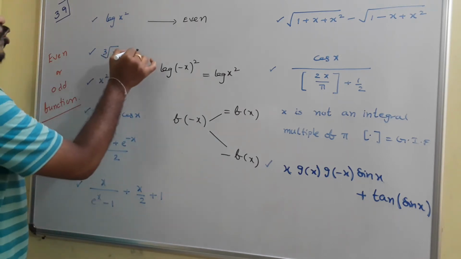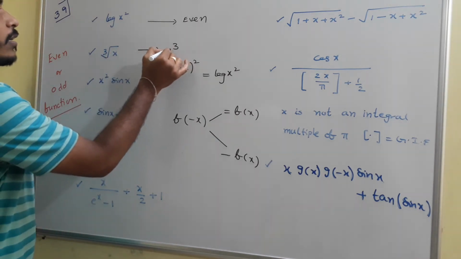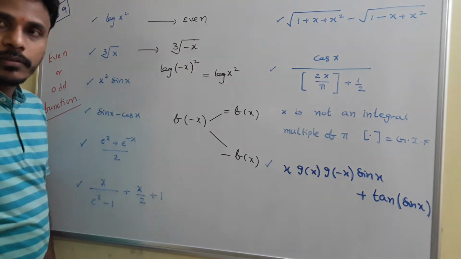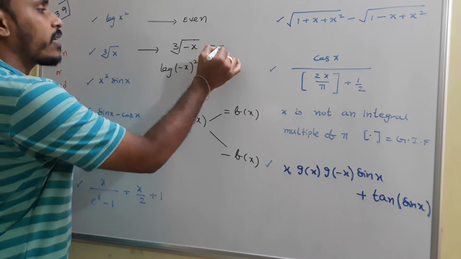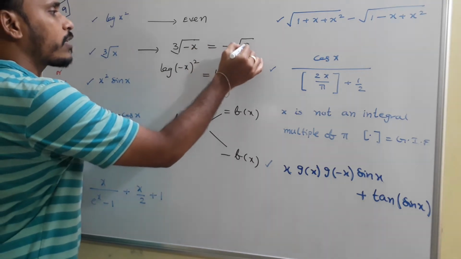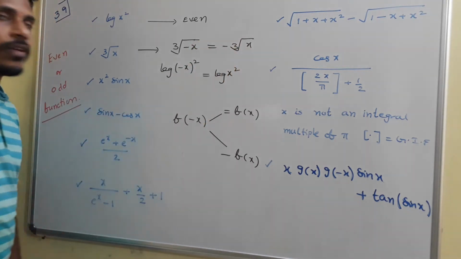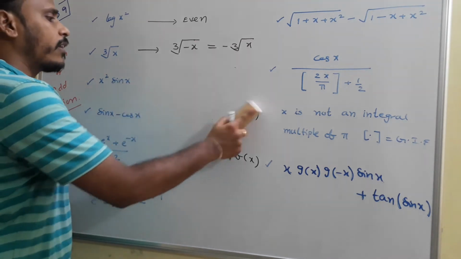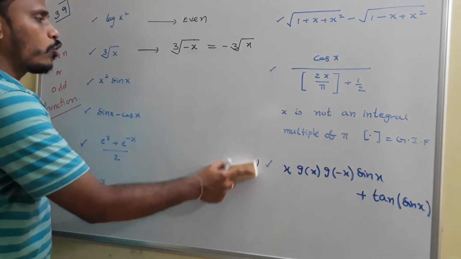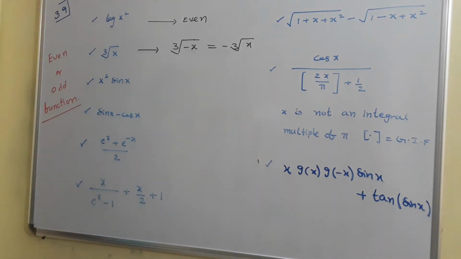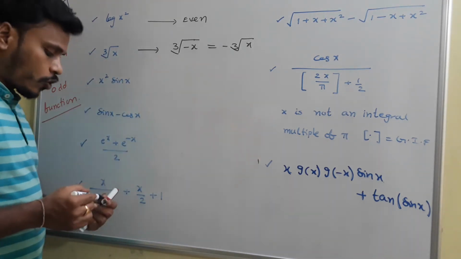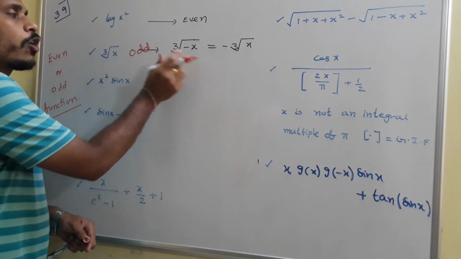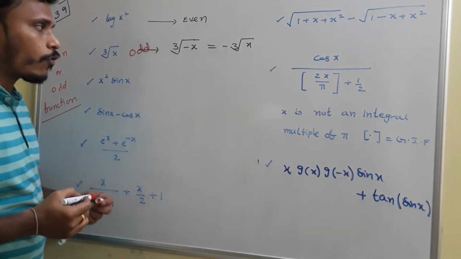The next one is cube root of x. How to check it? Replace x with minus x, giving cube root of minus x. Cube root of minus x is minus cube root of x. Under the cube root, if you have a negative term, you can take that minus out. So cube root of minus x is minus cube root of x, and that's why cube root of x is an odd function, because f of minus x is minus f of x.